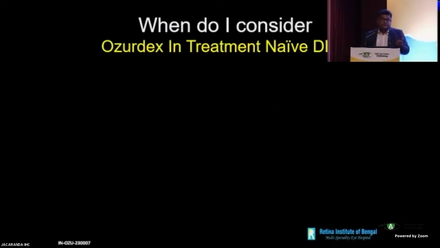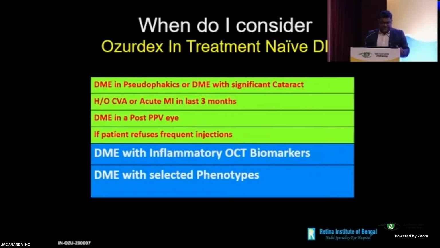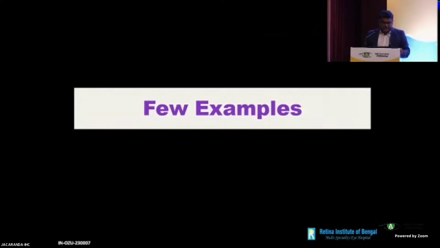So when do I consider Ozurdex in treatment-naive DME patients? Obviously, the 4 criteria which we have already discussed before, which are given by the EURETINA guidelines also, but I'll also include DMEs with inflammatory OCT biomarkers and some selected phenotypes. So let me just end with a few examples.